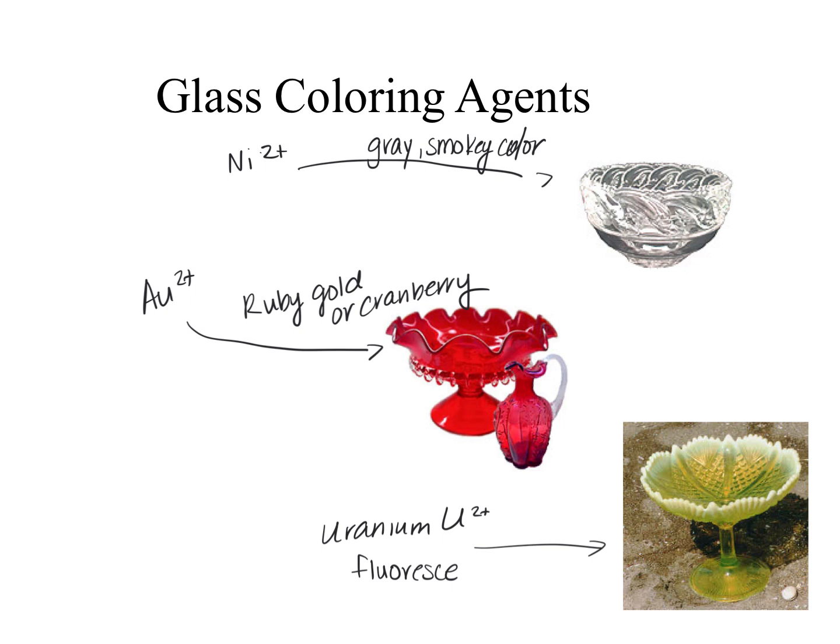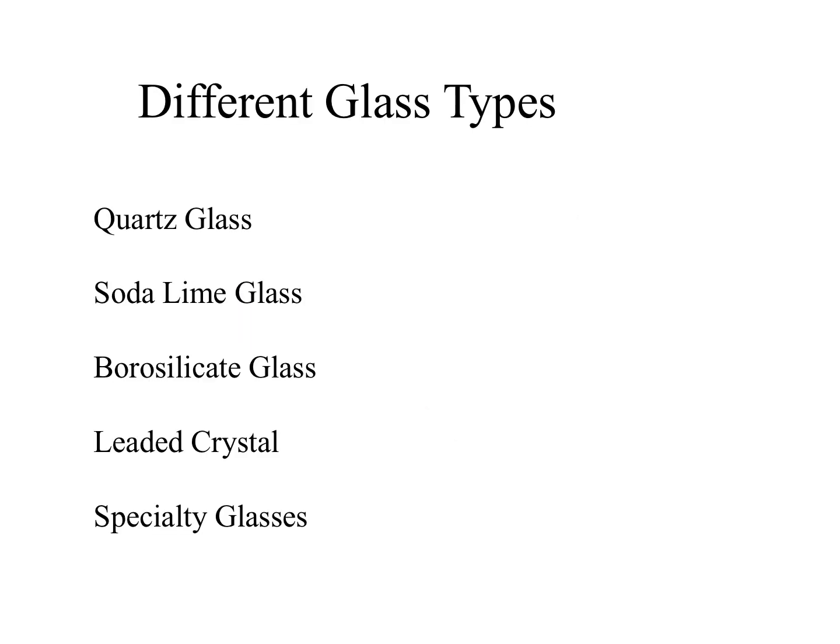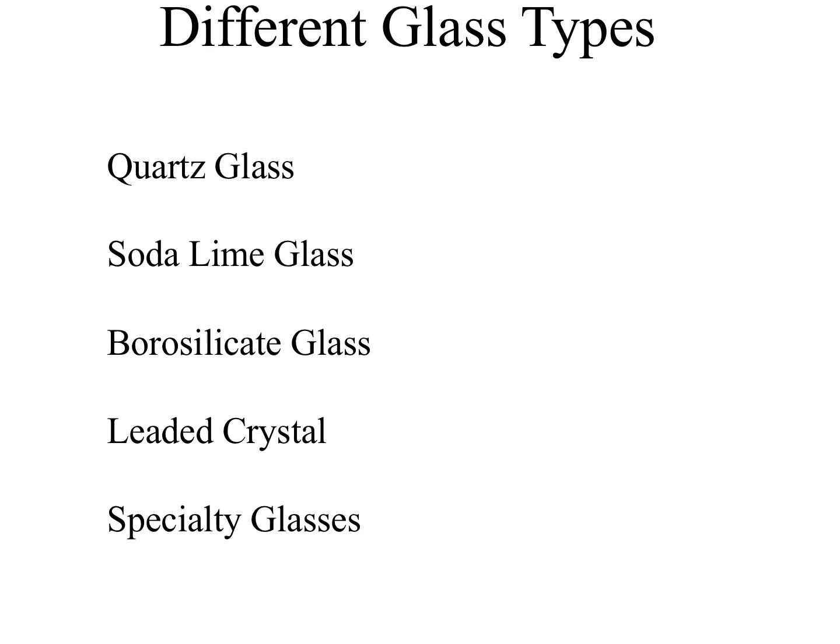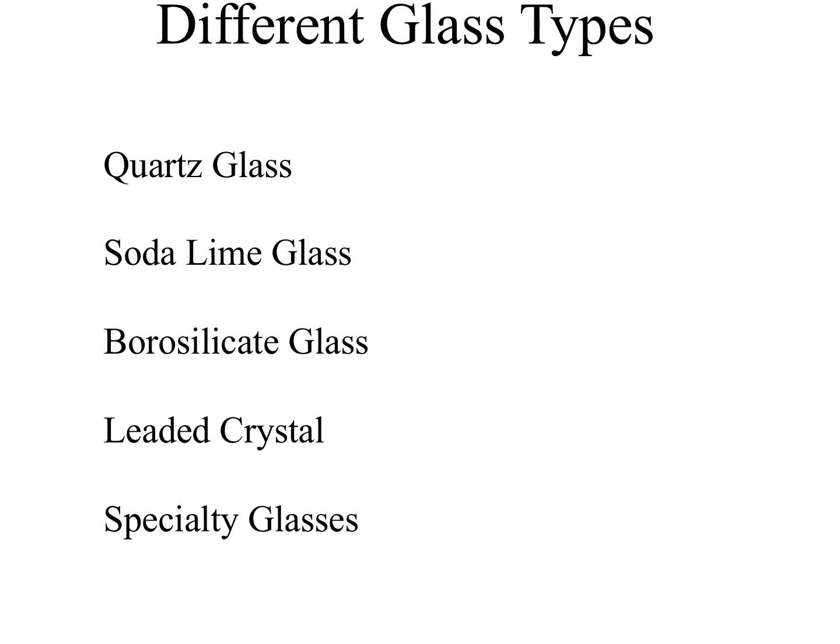So these are our common coloring agents. This is just the basics. Again, we'll talk more about it when we get to phases. But right now we're going to talk about different glass types. So we are going to talk about 5 different specific glass types in this screencast. The first glass type that we're going to talk about is quartz glass. That is just fused silica.